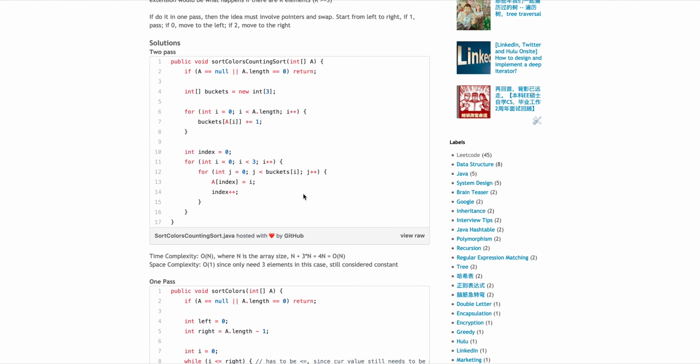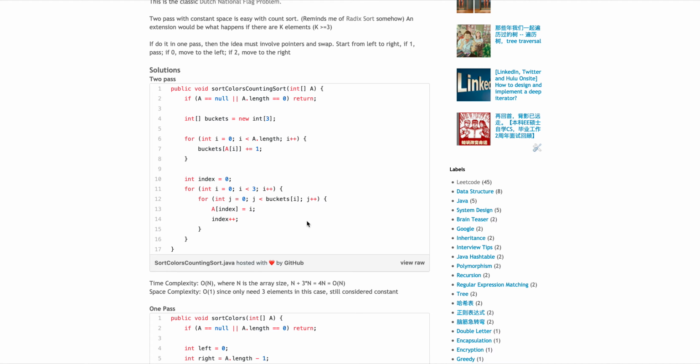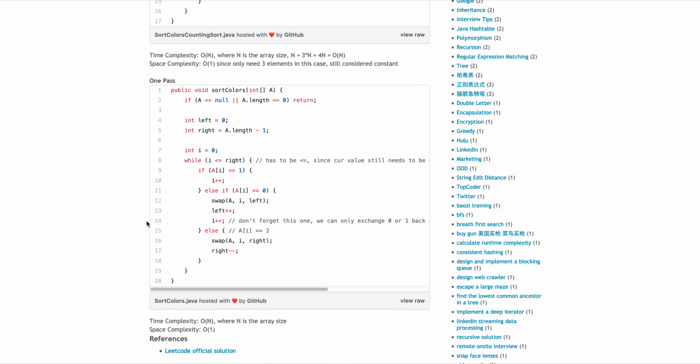An extension of this problem is, how about instead of 3 colors, now it's a flag that has more colors than 3? How do you do it? You just need to extend this array, and then this will be k times n time complexity. Space-wise, it is still constant space, because it doesn't increase with the array's size.